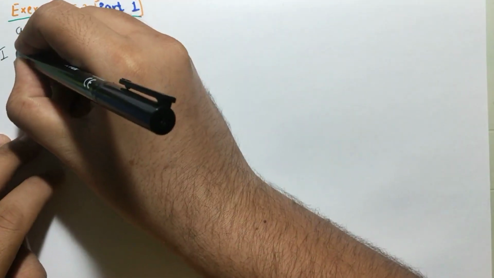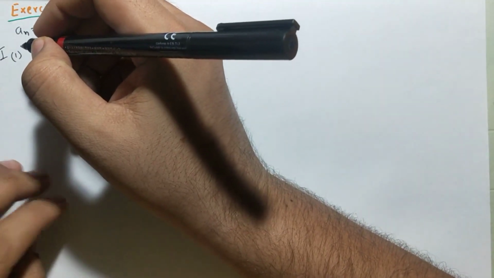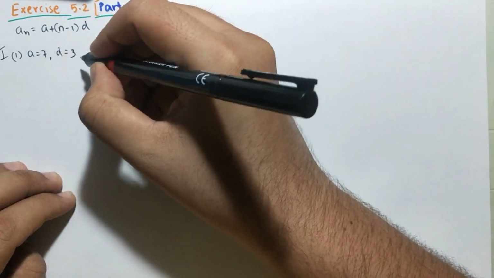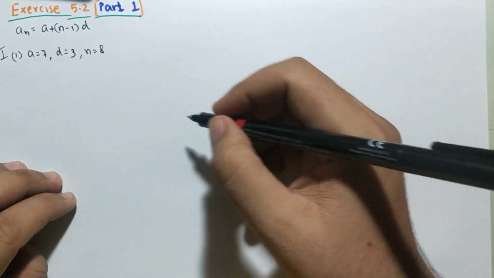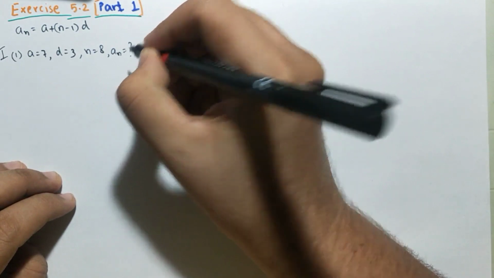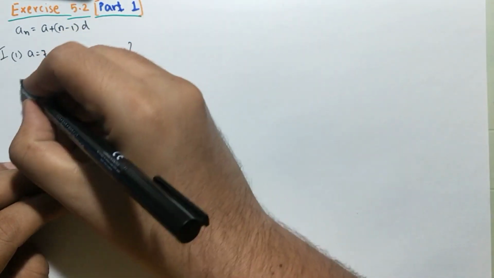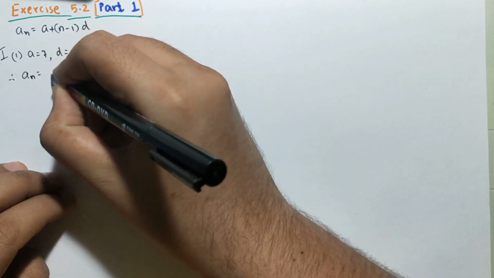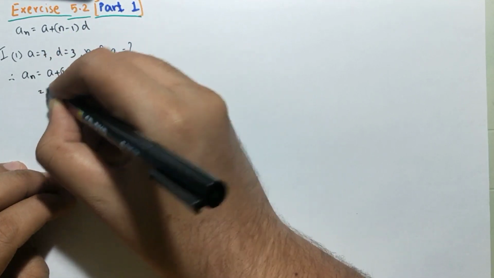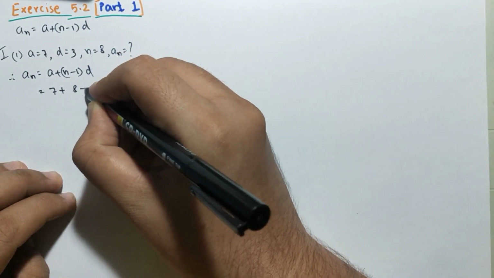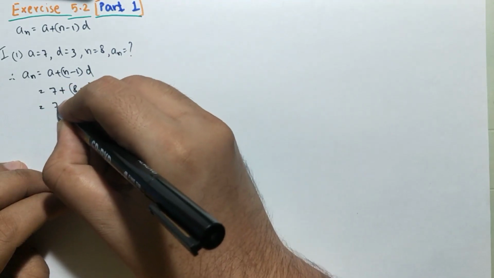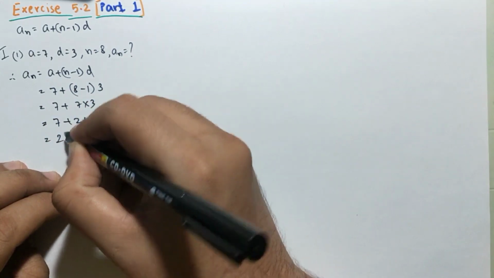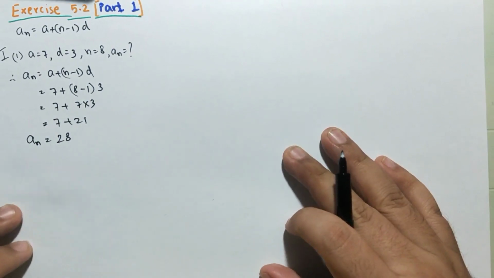In the first question, it is given A is equals to 7, D is given 3, N is given 8, and you have to find A of n. We have to find nth term. So using the formula above, A of n is A plus n minus 1 D. A is 7 plus what is n? 8. 8 minus 1 multiplied by 3. 7 plus, this is 8 minus 1 is 7 into 3. So 7 plus 21, answer is 28. So An is 28 in this first question.